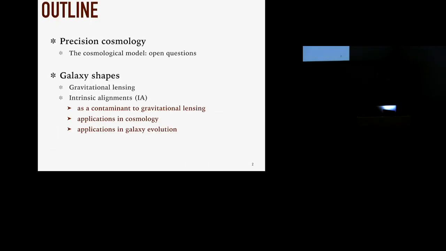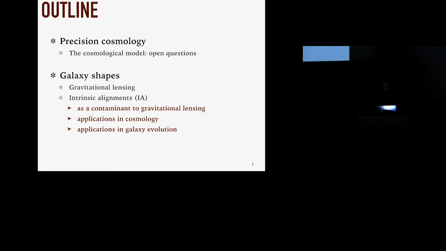So first of all, I want to give you an overview of where we stand today in precision cosmology. What are our goals in this area? What are the open questions that we are trying to address about the cosmological model? And then I want to move on into telling you how we use galaxy shapes for that purpose. And I'll be talking about two mechanisms that distort galaxy shapes across the universe. So one of them is gravitational lensing, and this is routinely used as a cosmological probe these days to constrain cosmological parameters. And the other one, a bit less known, perhaps, is called intrinsic alignments.